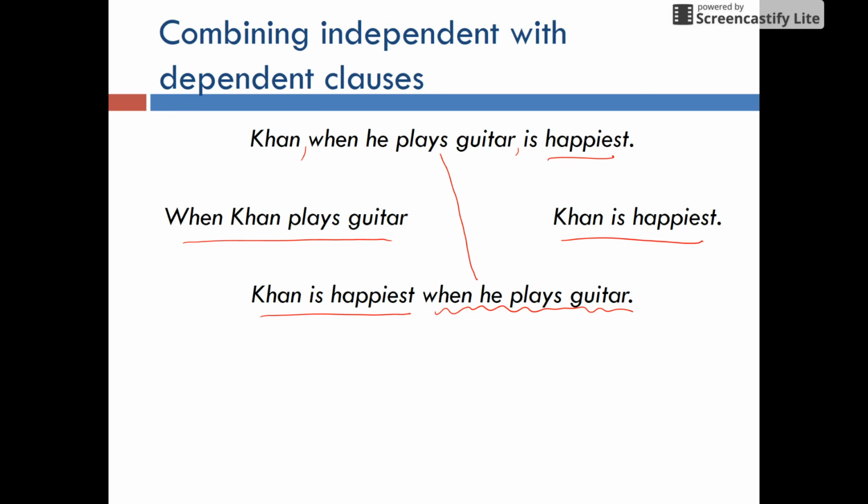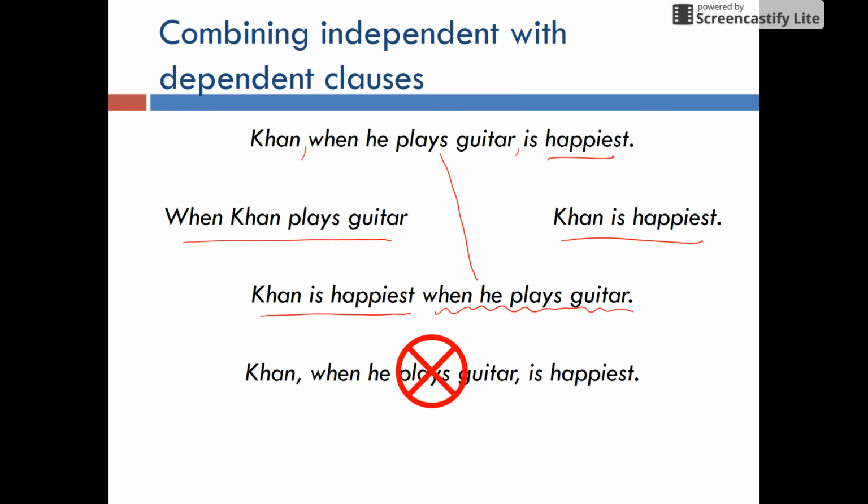So to improve this, make it more straightforward and direct: Khan is happiest when he plays guitar. Technically, you could put those commas in, but again, we've got pause, pause in one reasonably short sentence that contains two very simple ideas. It's not as straightforward and direct. I wouldn't use that one. I would use this example. Have one clause and then the other, where they're not interrupting each other.